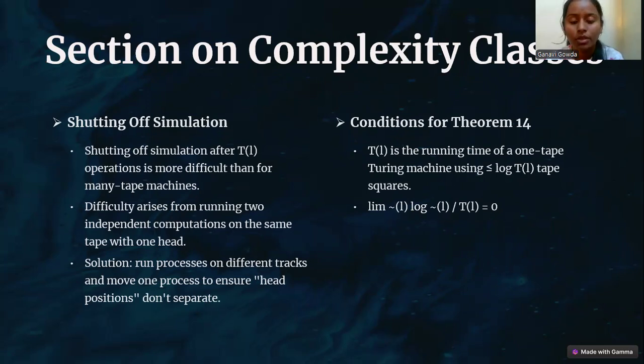Setting up simulations after T1 operations is more difficult than for many-tape machines. The difficulty arises from running two independent computations on the same tape with one head. The solution to overcome this problem is to run the processes on different tracks and move one process to ensure the head positions do not separate.